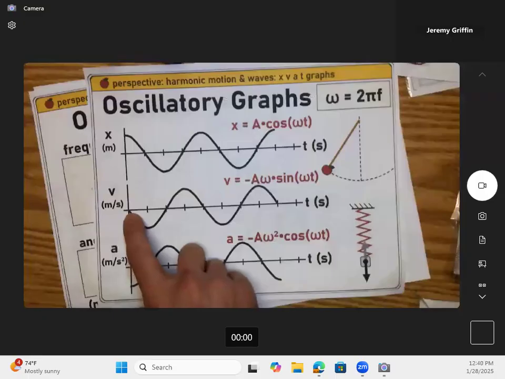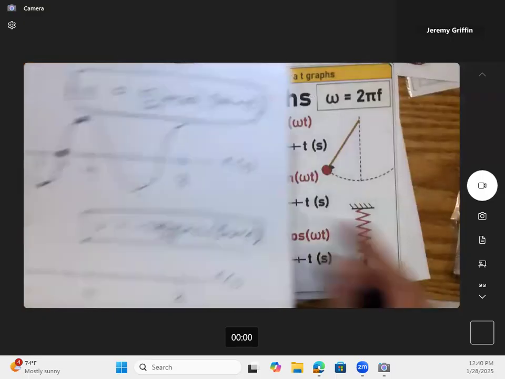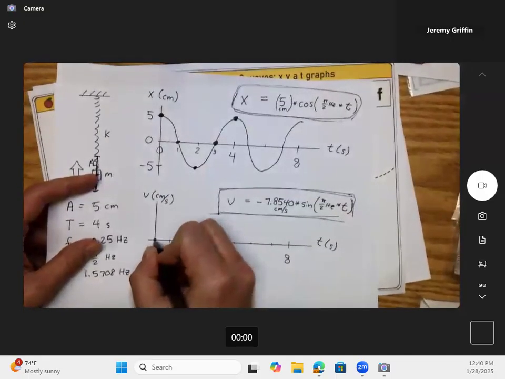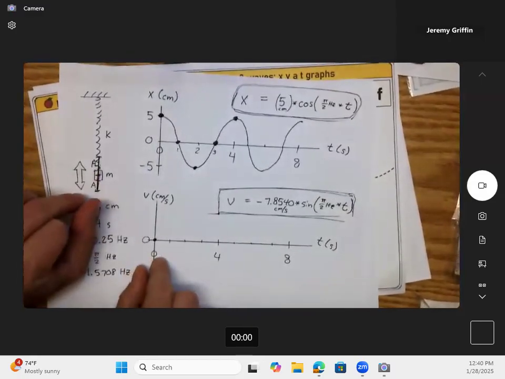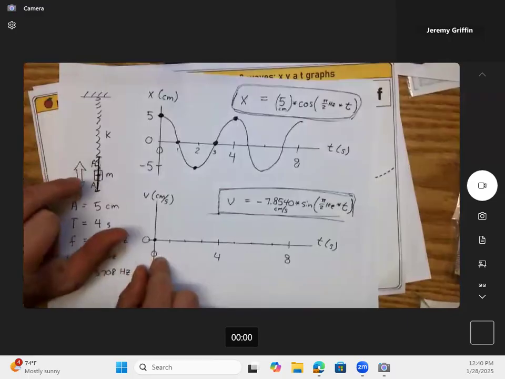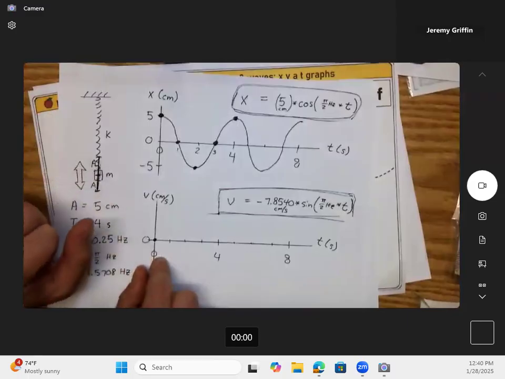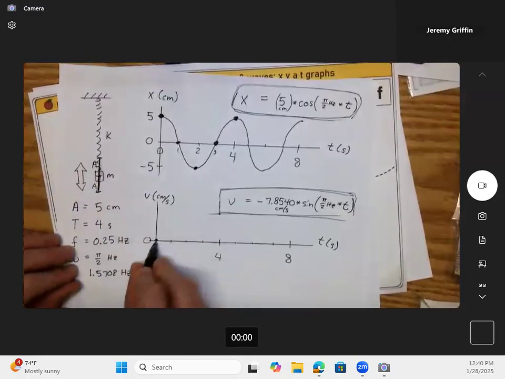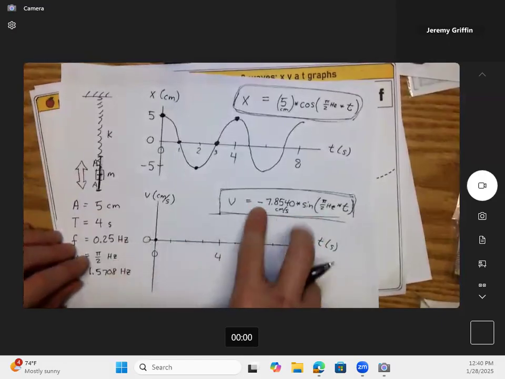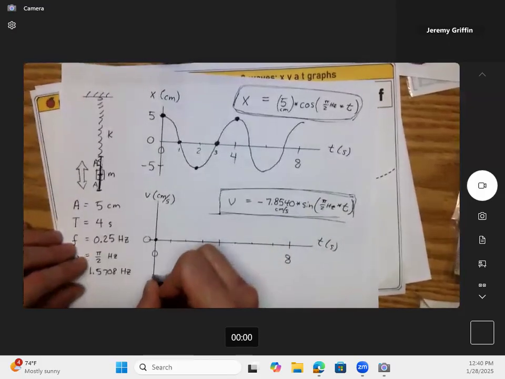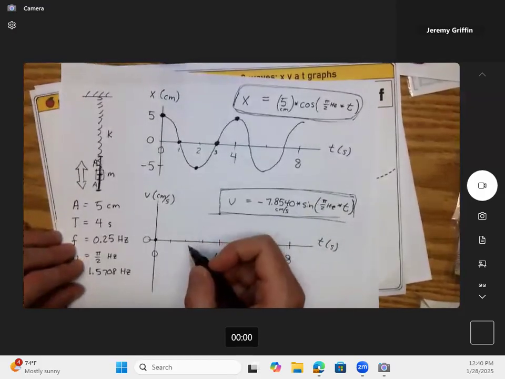So it starts out, it does start at rest. That would be consistent with this x versus t. So at time 0, it's 0 centimeters per second. Because remember, I pulled the mass back some amplitude, and I let it go. As soon as I let it go, I started the stopwatch. So at the point I let it go, it's not quite moving yet. And then it's gonna go, well, upside down sine curve is negative, right?